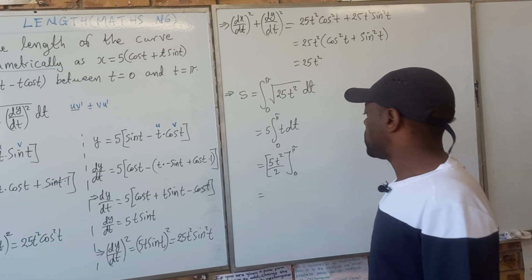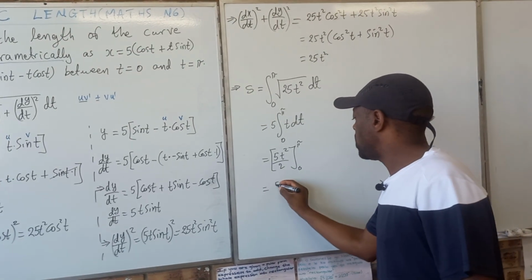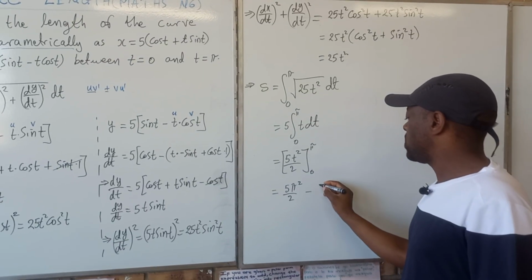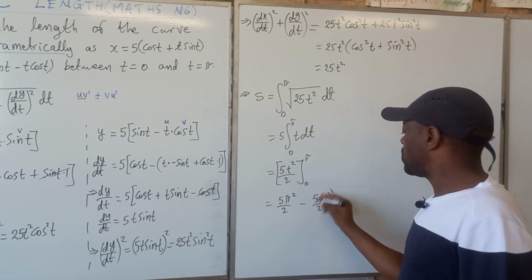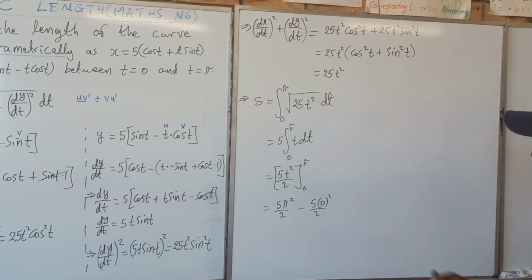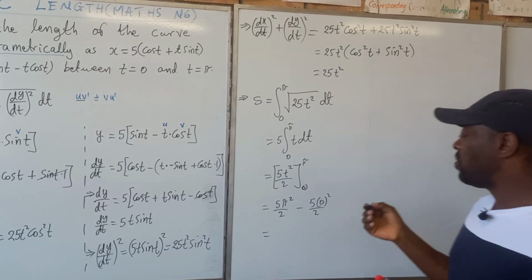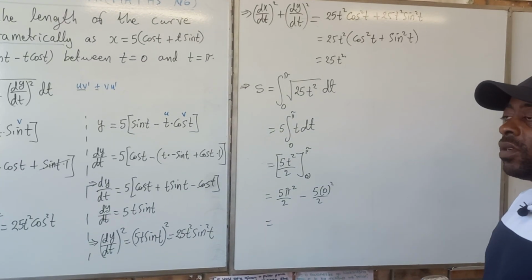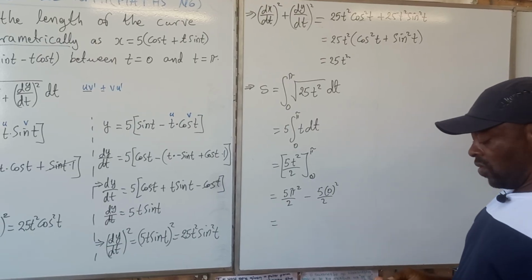Then you can substitute your limits. If I substitute my limits, starting with the upper one, I'll get 5 pi squared over 2 minus 5 into 0 squared over 2. So the lower limit gives me a 0, and my answer is simply 5 pi squared over 2, which you can leave like that, or if you choose to use a calculator, you will see how it looks.